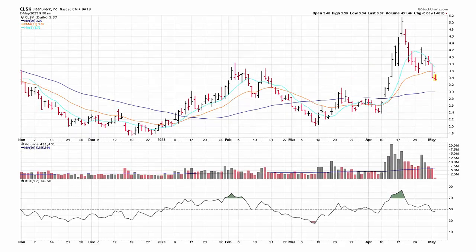So here's CLSK. Over here on the left side, stock was trending down, trending down, trending down. So we got a breakout over here. Right over here, we got a breakout. Stock then moves sideways, gets scooped up by the 8 moving average, which is the light blue line, and you can see it trended up nicely there.